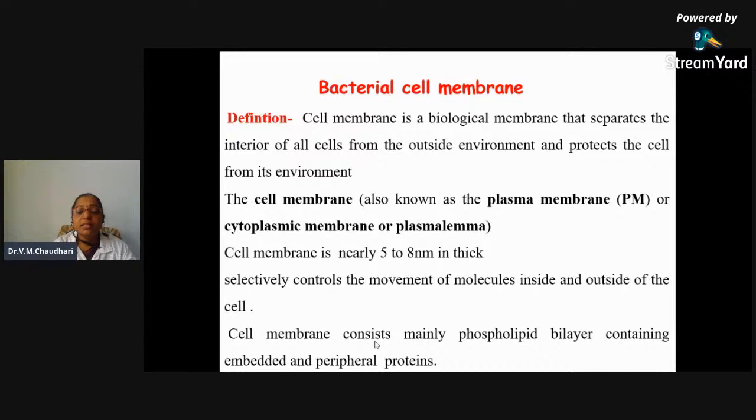So it is the membrane, a phospholipid bilayer membrane with the proteins present in it. It selectively controls the movement of molecules inside and outside of the cell. The cell membrane is nearly 5 to 8 nanometers in thickness. This membrane is also known as the plasma membrane or cytoplasmic membrane or plasmalemma. The cell membrane is the biological membrane that separates the interior of the cell from the outside environment and protects the cell from its environment.